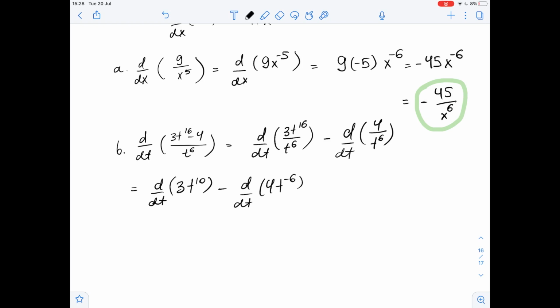Now let's use the power rule and we get 3 times 10 times t to the 9th power minus 4 times negative 6 times t to the power of negative 7. So this equals 30 t to the 9th power plus 24 over t to the 7th power. So this is our answer for part B.